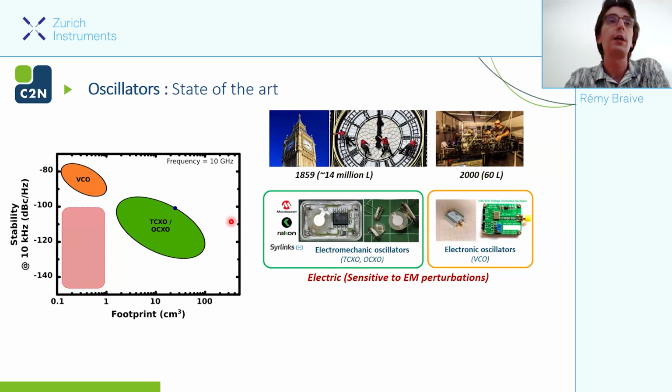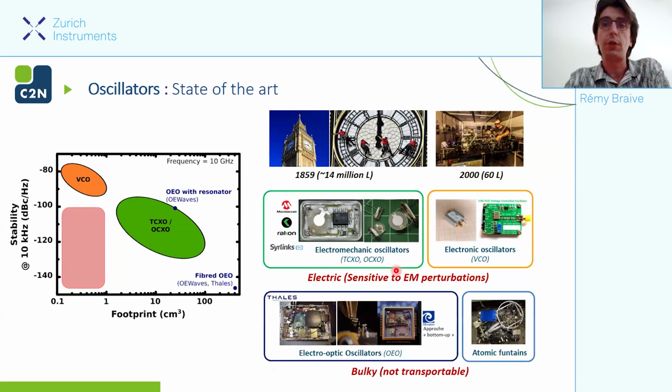And when you look at this, either they are quite compact, but with a relatively low phase noise, or with quartz are a little bit more bulky, but have better phase noise. But both these solutions have a main drawback: they are in the electrical domain, and so they are sensitive to electromagnetic perturbations.